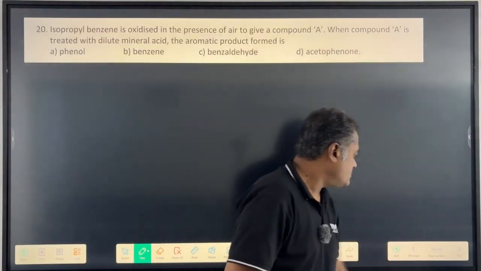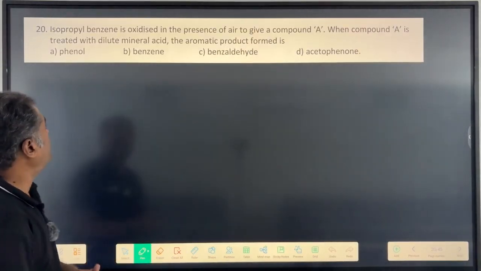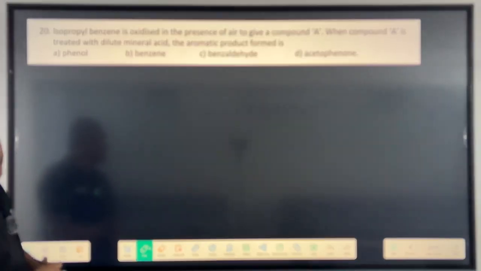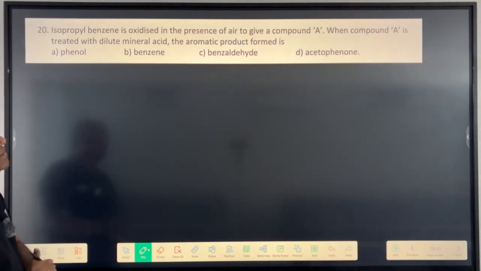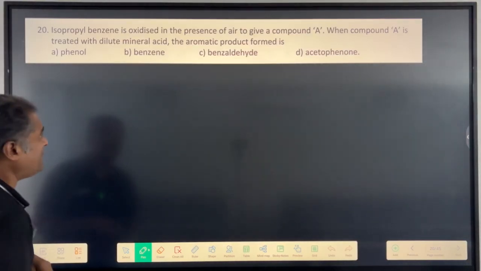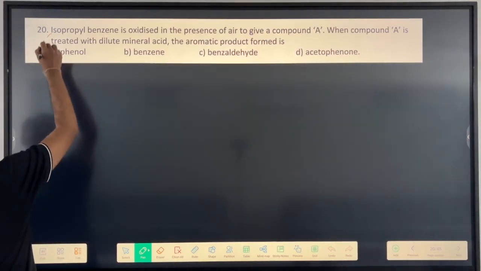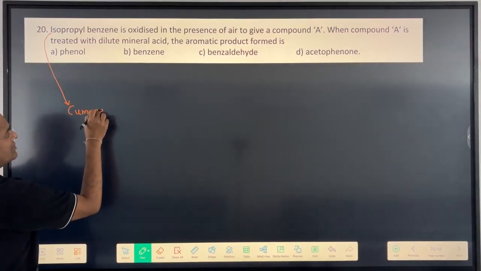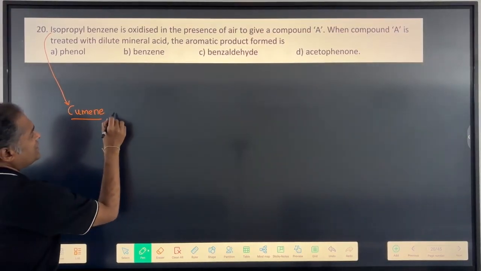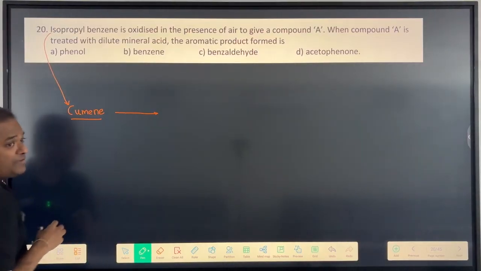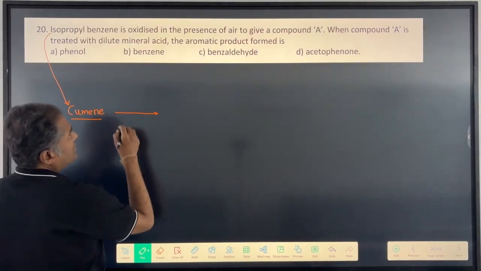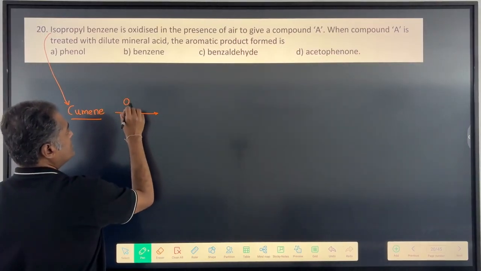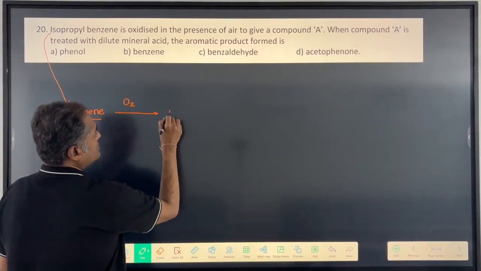What we have now here, child, the question given to you is: isopropyl benzene is oxidized in presence of air to give a compound A. When compound A is treated with dilute mineral acid, the aromatic product is obtained. Now basically this is one of the very common reactions, child. If you remember, as per the syllabus, isopropyl benzene is known as cumene. Cumene is one of the commercial ways to prepare phenol. So cumene, on treatment with oxidation, you get some intermediate product.